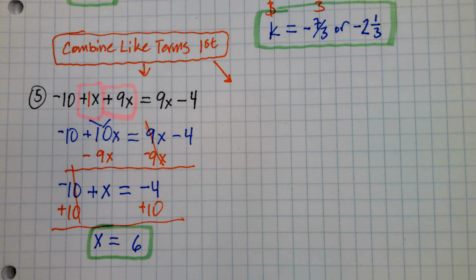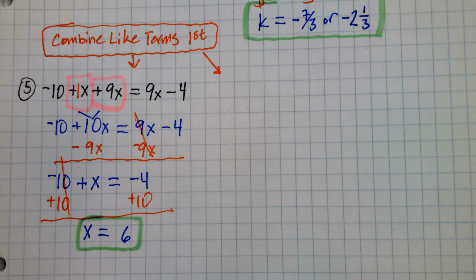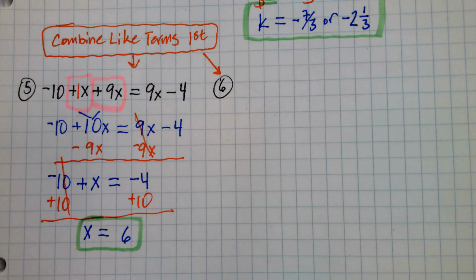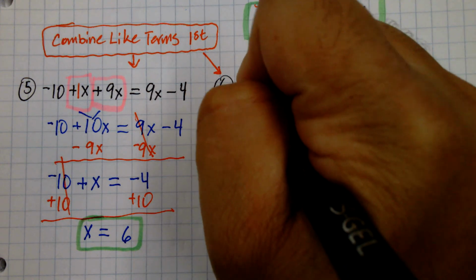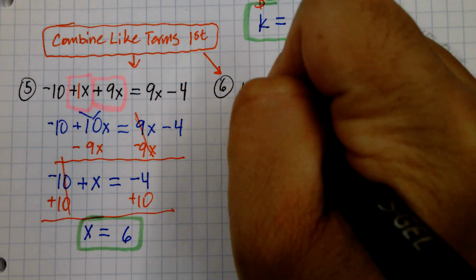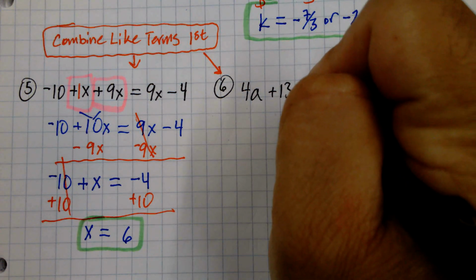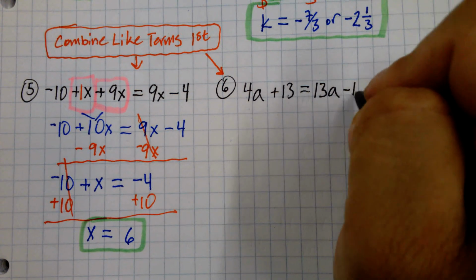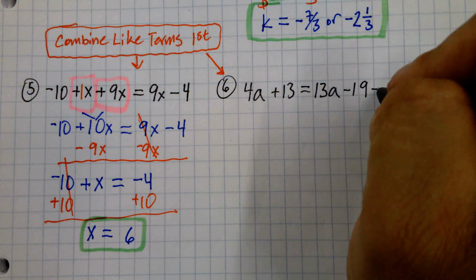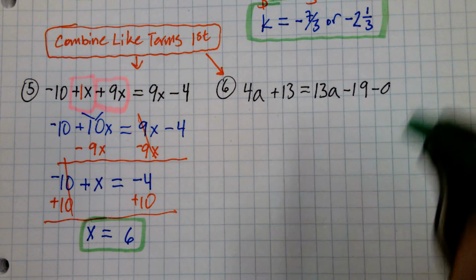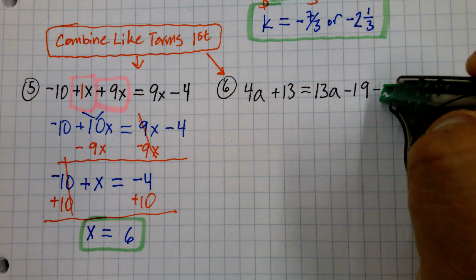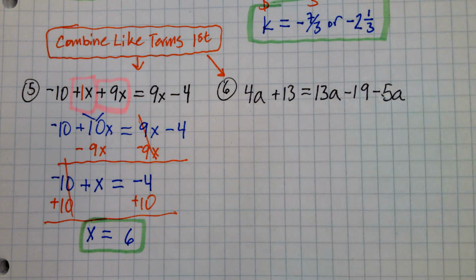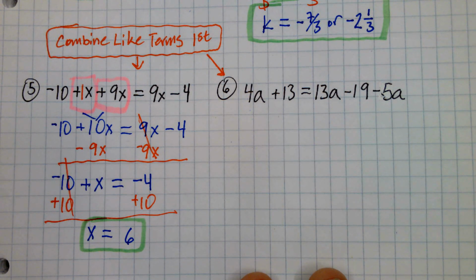Okay. We're going to practice that one last time on this one. 4a plus 13 equals 13a minus 19 minus 5a. Okay. So go ahead and write that down.